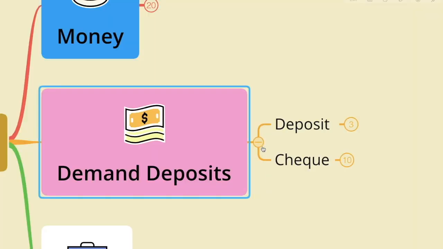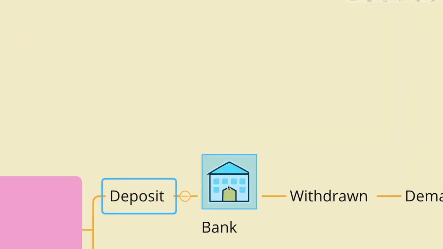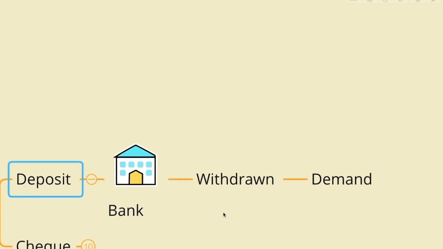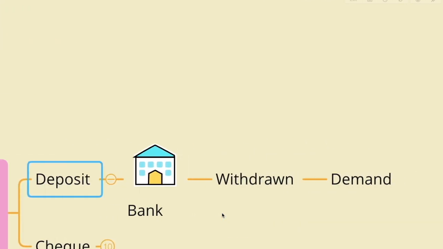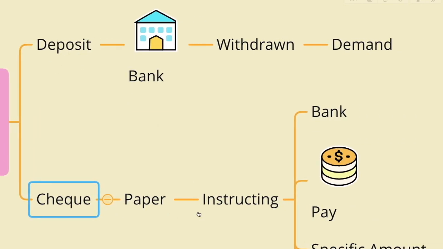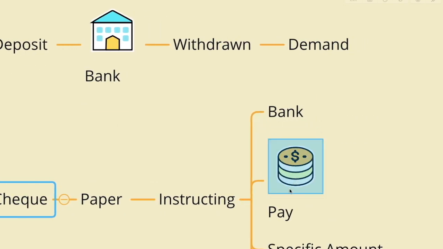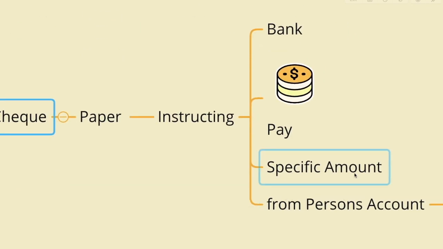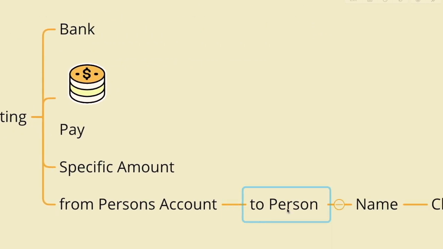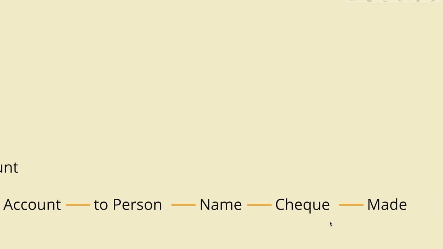Let's move forward. Your parents save money and deposit it in a bank, and they can withdraw those deposits on demand whenever the need arises. These deposits are called demand deposits. Let's listen to it one more time. Demand deposits. You can deposit money in a bank and withdraw it on demand. That is called a demand deposit. A check is basically a paper instruction given to a bank to pay a specific amount from a person's account to the person in whose name the check is made.